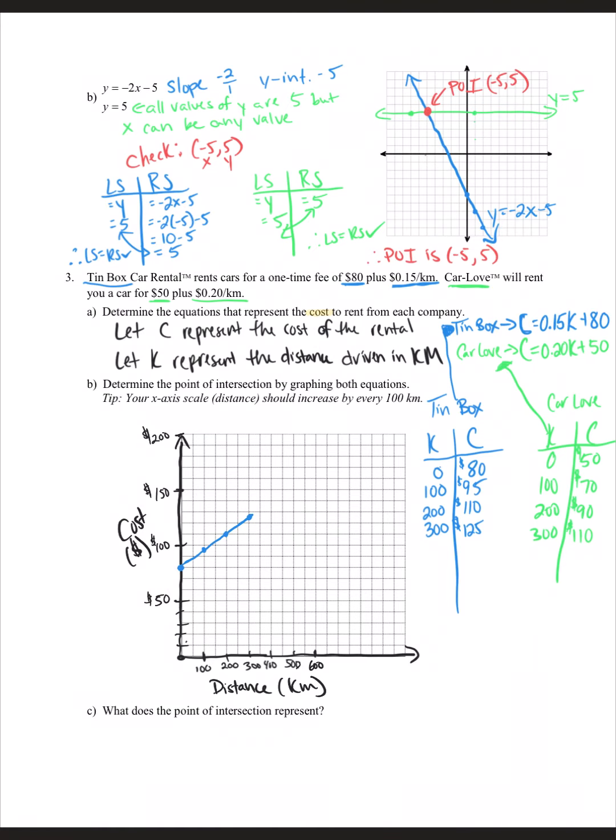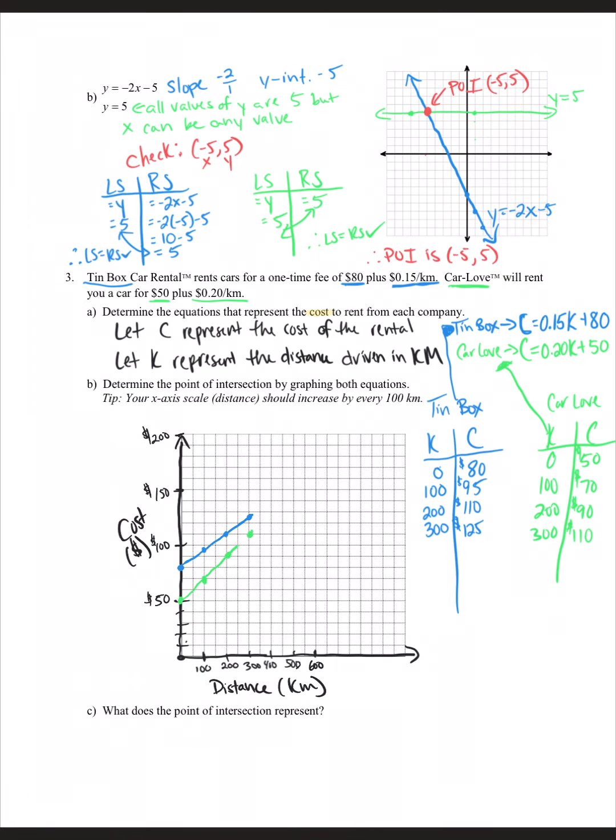If we switch over to Car Love and we try to graph those points we have, well, at 0 kilometers, it's going to cost us $50. At 100 kilometers, we're looking at $70. 200 is 90, and 300 is 110.